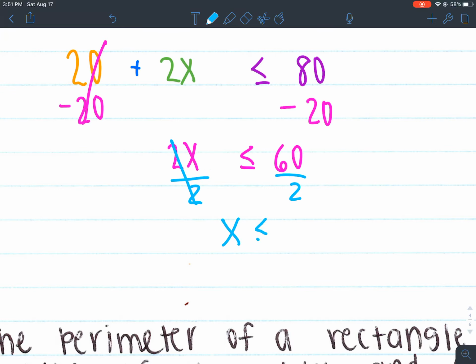And that's my solution. But what does that mean? If I ask you to write in a sentence, what does that mean? It means you can spend no more than 30 gigabytes. So you could get 30 extra gigabytes, you can get 20 extra gigabytes, but could you get 40? No, it has to be less than or equal to 30.